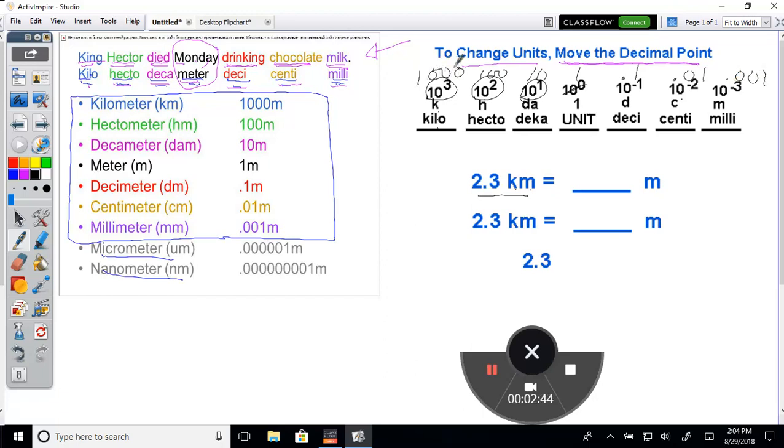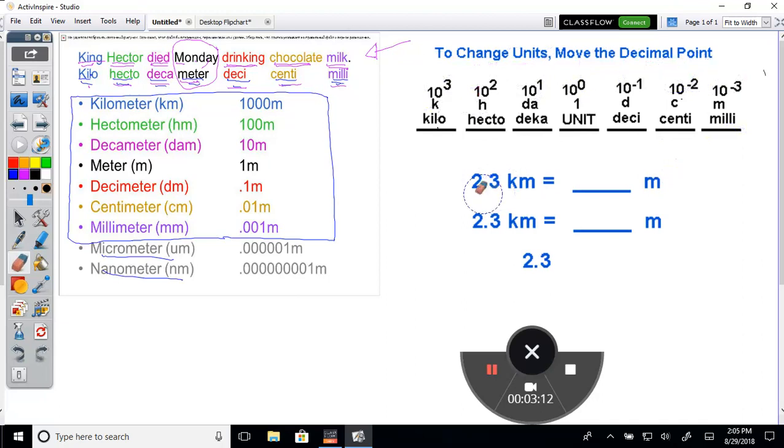Okay? Anytime we go to the right, we're going to move the decimal one place to the right. Anytime we go back, we're going to move the decimal to the left. Move the decimal to the right, move the decimal to the left. Okay? So watch this.